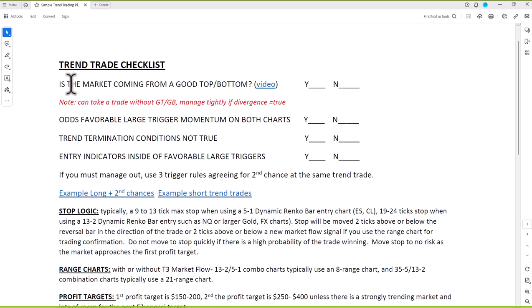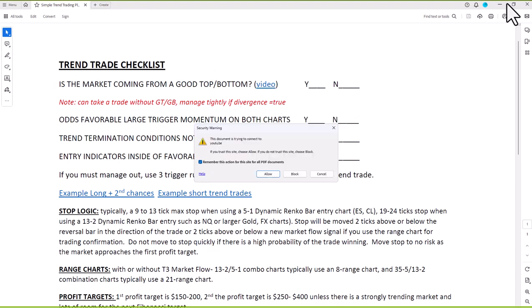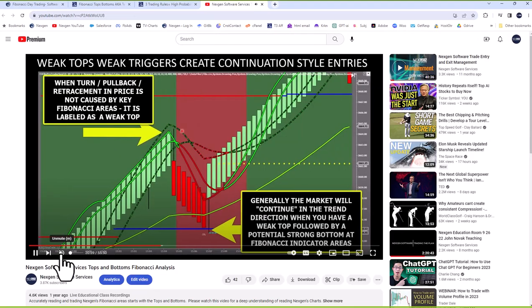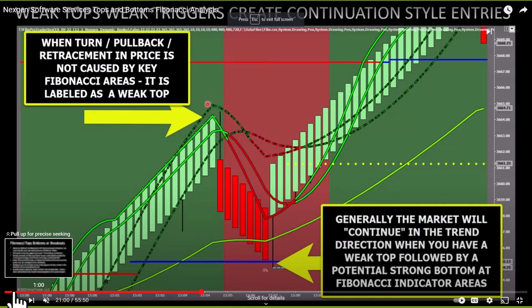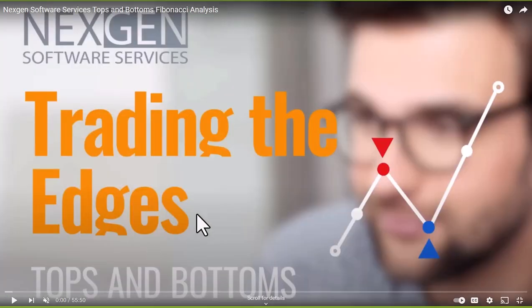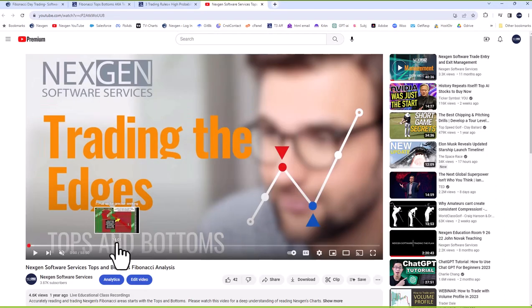So we're going to refer to this checklist. Hopefully everybody's familiar with this. One of the really important parts about what I'm going to talk about will be covered in this video, the tops and bottoms video. If you guys haven't watched this video, this is really, really important, and I'm going to show you why it's important. I'm not going to make you watch the video. We're not going to talk about it.